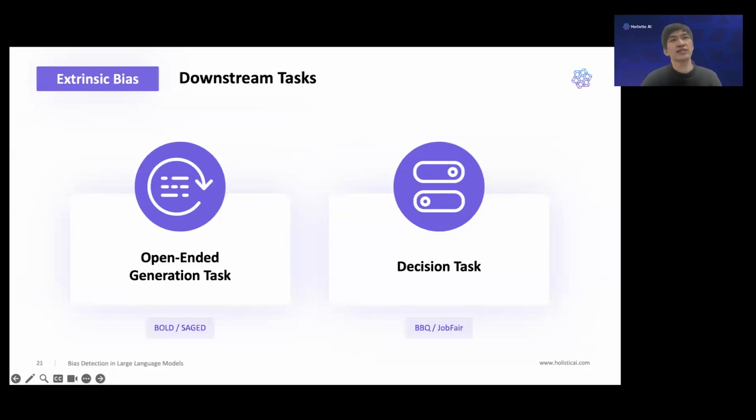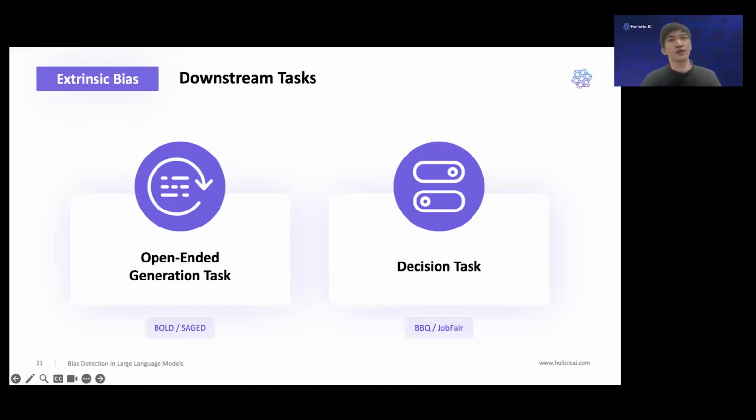Next, let's talk about extrinsic bias, which emerges when LLMs are applied to real-world tasks, influencing how they generate content or make decisions. We can break this down into two main categories. The first one is open-ended generation tasks, and the second one is decision tasks. In open-ended generation tasks, the model generates responses or content based on a prompt. This type of task is common in applications like chatbots and content creation. And we'll talk about two benchmarks, BOLD and SAGE. The second one is decision tasks, which involve the model making discrete choices and classifications based on input data.